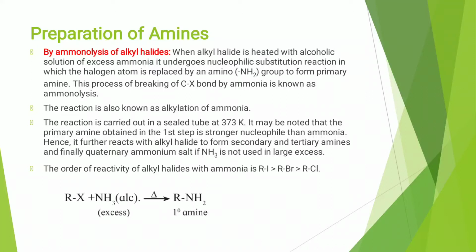So in this lecture, we saw the methods of preparation of amines, that is ammonolysis of alkyl halides. RX plus alcoholic ammonia in excess will give primary amine. The reactivity is iodides greater than bromides greater than chlorides, that is alkyl iodides greater than alkyl bromides greater than alkyl chlorides. If excess of ammonia is used, then we get primary amine, but if ammonia is not in excess, we get secondary, tertiary and quaternary ammonium salts.